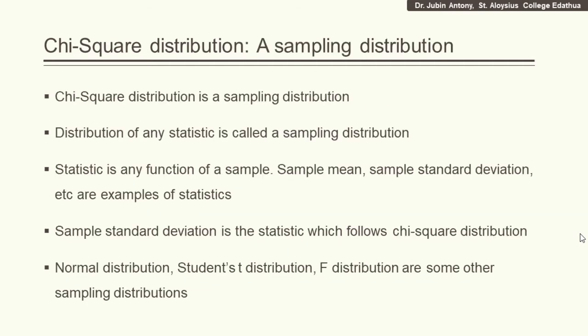Chi-square distribution is a sampling distribution. Now, let me briefly explain the concept of sampling distribution. Distribution of any statistic is called a sampling distribution. Statistic is any function of a sample. Sample mean, sample standard deviation, etc. are examples of statistics. The statistic which follows chi-square distribution is the sample standard deviation. Normal distribution, student's t distribution, F distribution are some other sampling distributions.